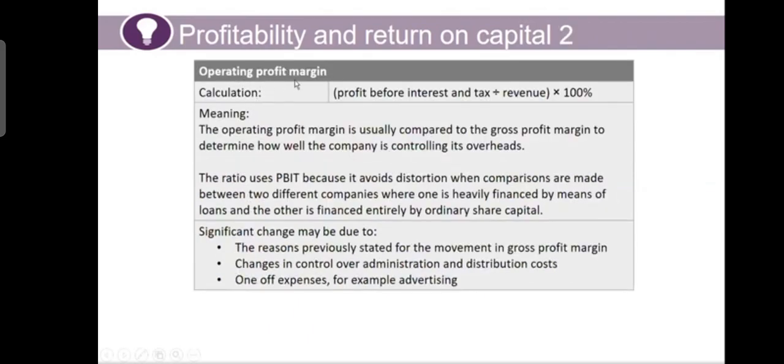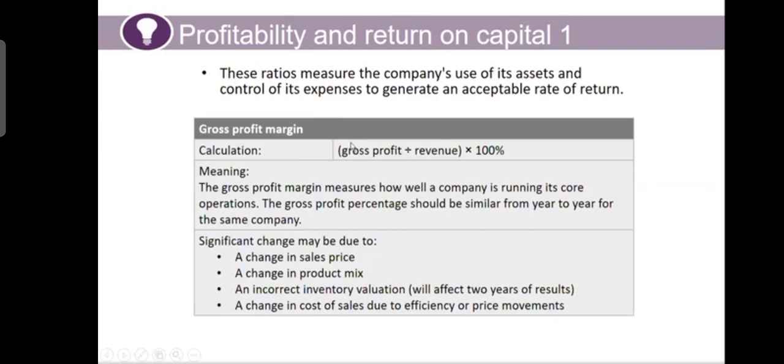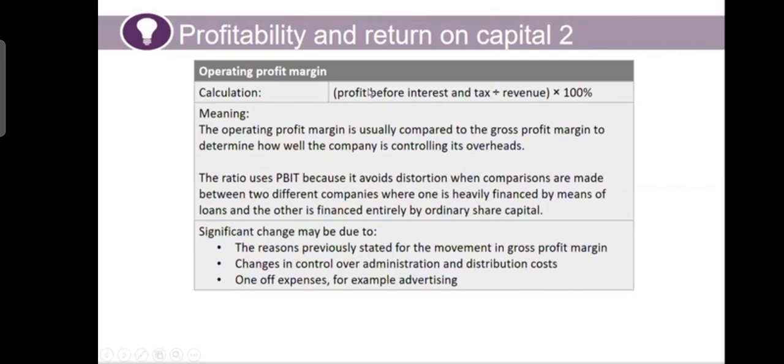Then you've got operating profit margin, operating profit before interest and taxes. So this is your PBIT divided by revenue times 100. Gross profit is only after you have subtracted your cost of sales, and the rest of the expenses you still have to pay. But in PBIT, you already have paid your admin and fixed costs as well. So the operating profit margin is usually compared to the gross profit margin to determine how well the company is controlling its overhead.